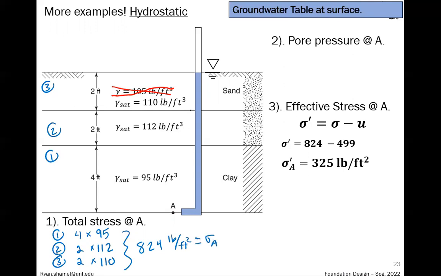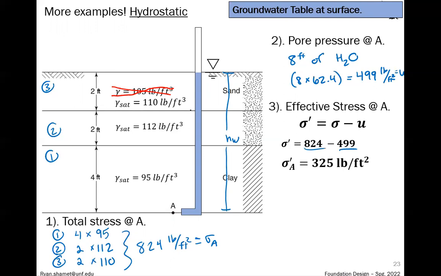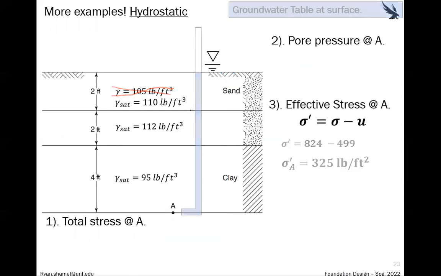Pore water pressure in this case, if it's at the surface, this is our HW. So we have 8 feet of water. So this is 8 times 62.4. That's equal to 499. This is our U. So effective stress here, 824 minus 499 is equal to that. And this is when it's at the surface.